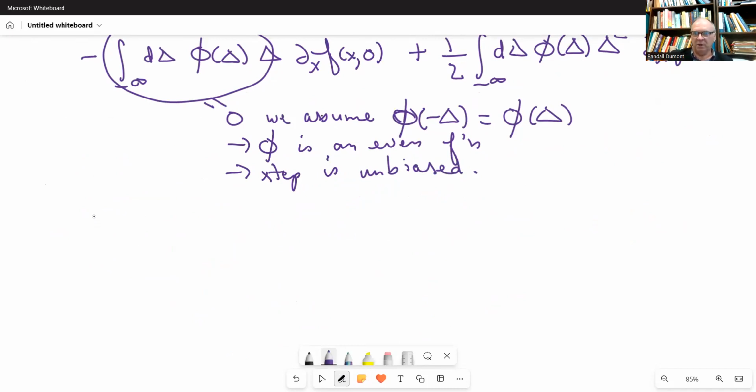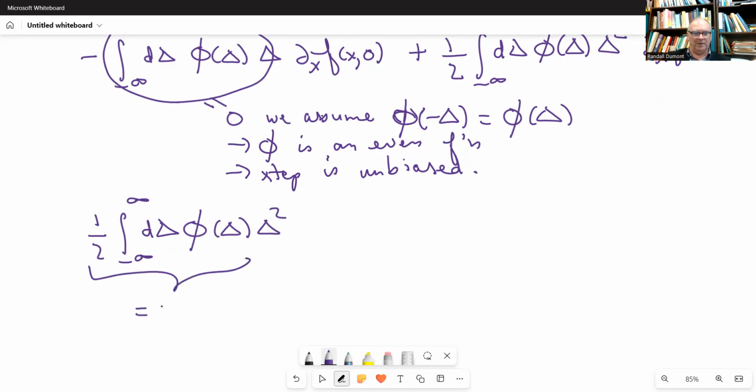And now we have this extra term here. We have a half integral with respect to delta phi delta squared. So this is the second moment of delta in this step. And then we're going to set that equal to d delta t. So there's a bit of sleight of hand here because we're already assuming that it's proportional to delta t. And I guess Einstein probably already expected that to be the case.